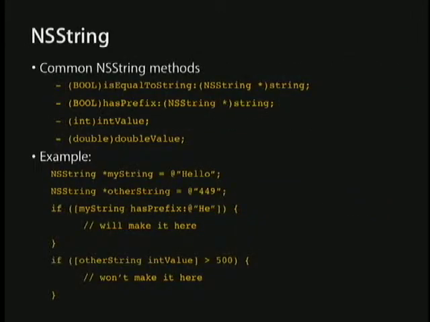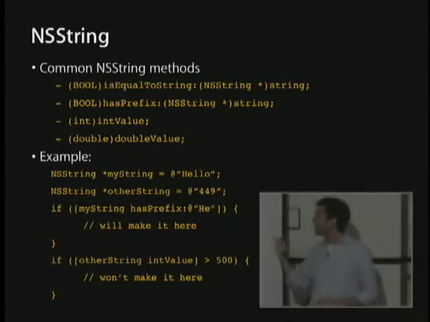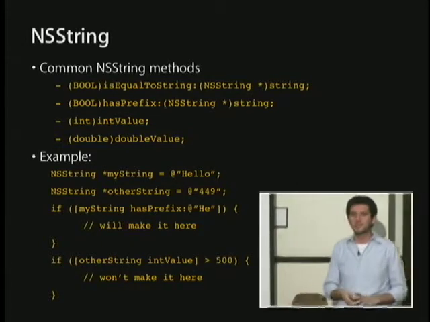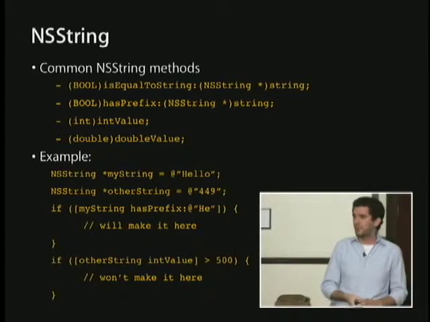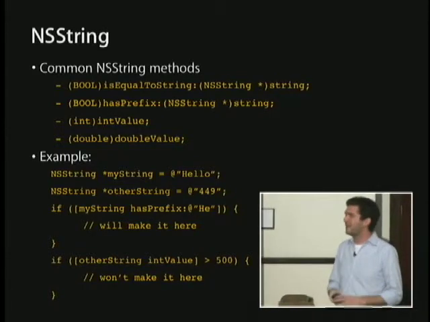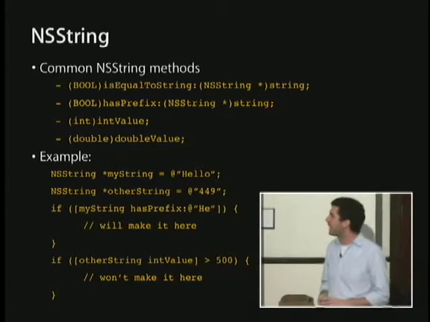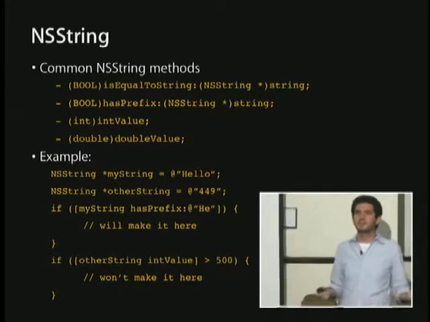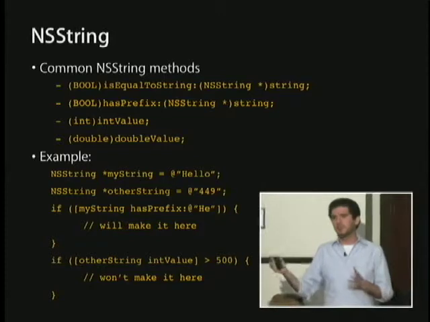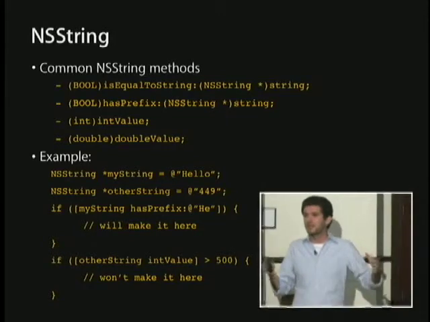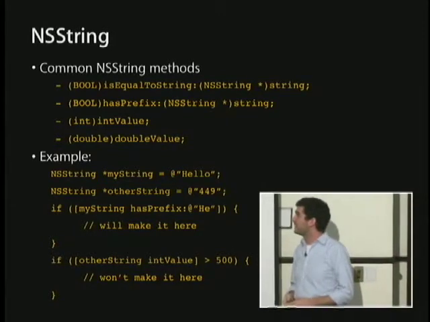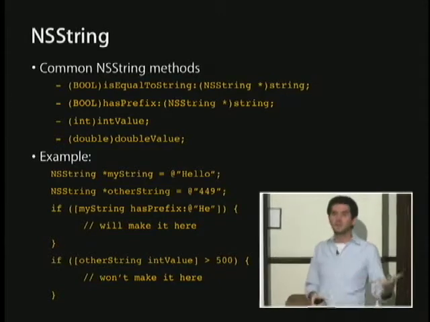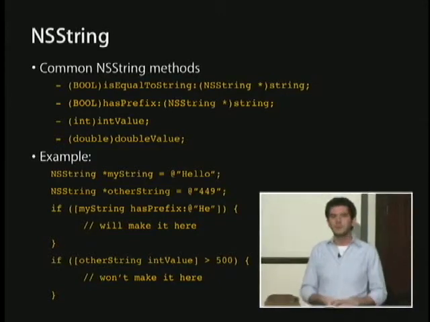So some other common methods on NSString. I mentioned that NSString had a custom isEqual method. That's the isEqualToString method. There's also another one that takes the options that I talked about, and that'll let you do case-insensitive comparison and things like that. There's also a hasPrefix method that lets you test to see if a particular NSString has another particular NSString as its prefix. There's an intValue, doubleValue, floatValue, a whole bunch of methods that let you get back numeric values from an NSString.